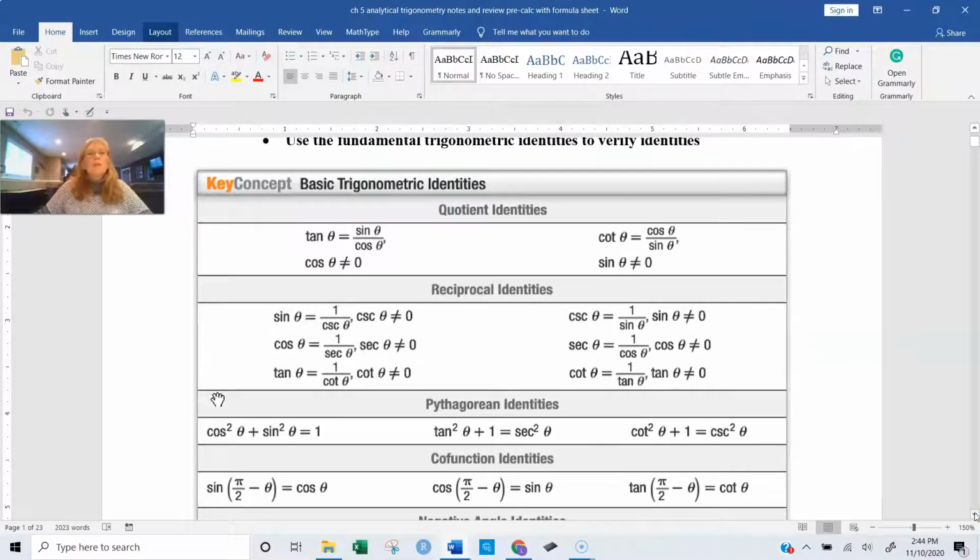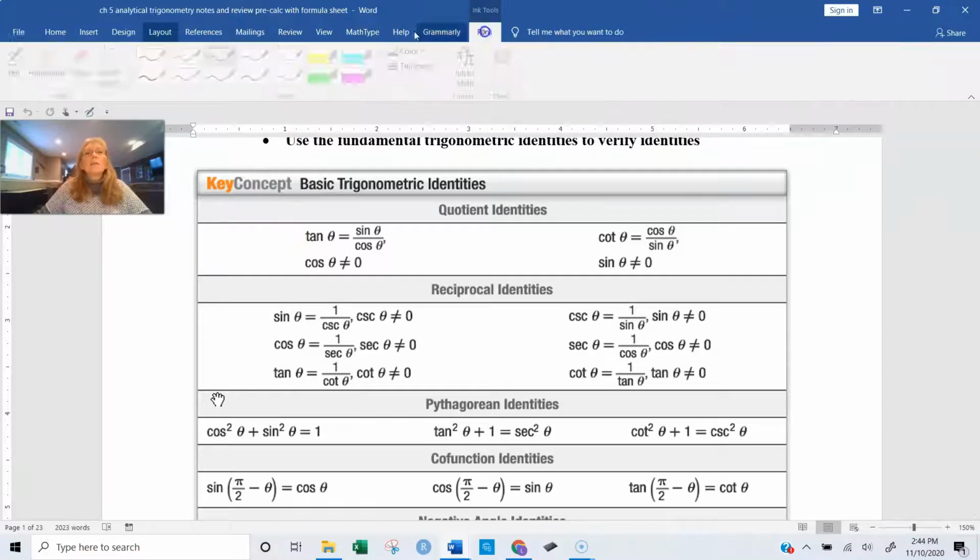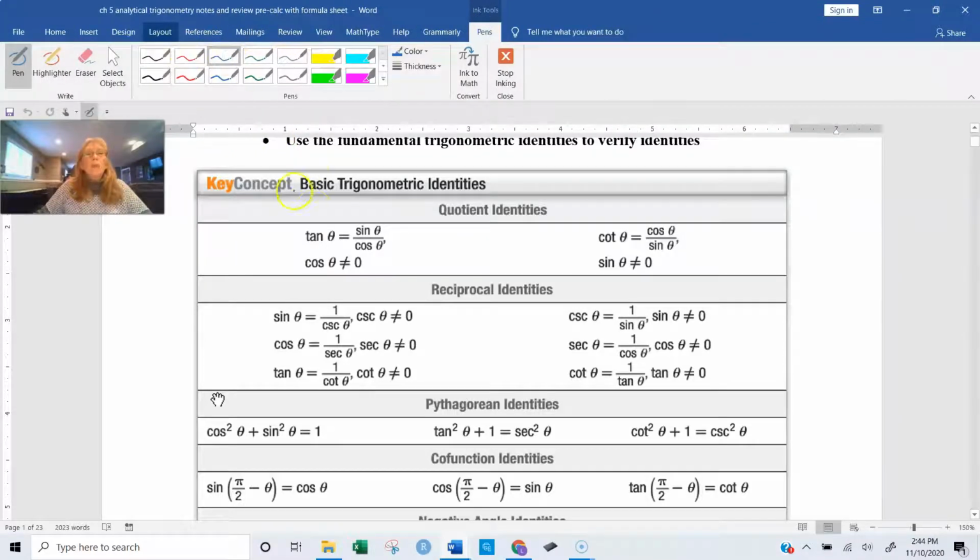So some of these you already know, that tan is sine over cosine. There you go. You know this. You know that the cotan is cosine over sine. You know the reciprocal, so if your sine is 1 over cosecant, cosine is 1 over secant, cotangent is 1 over tan, and the same with the others.